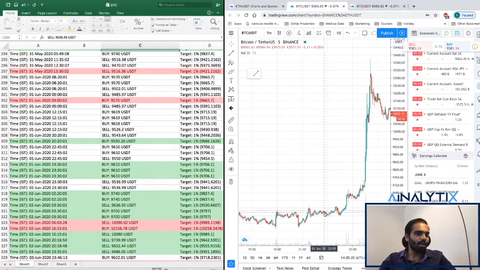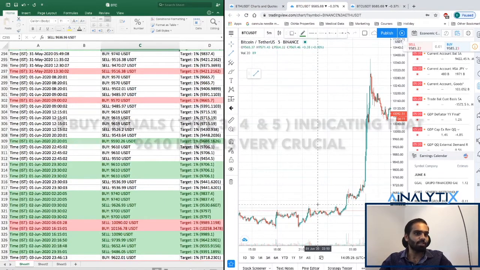So at 11:30 we received our signal of buy at the 9610 level. So we received 3 buy signals.